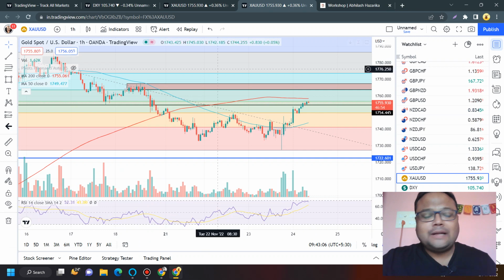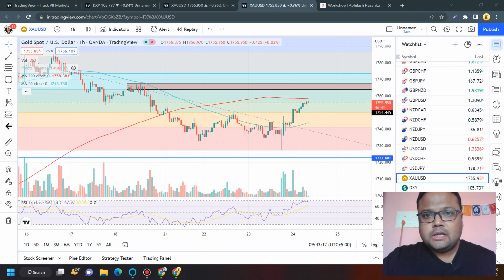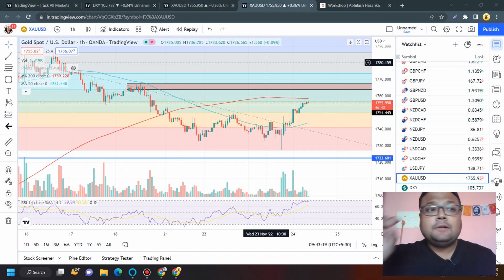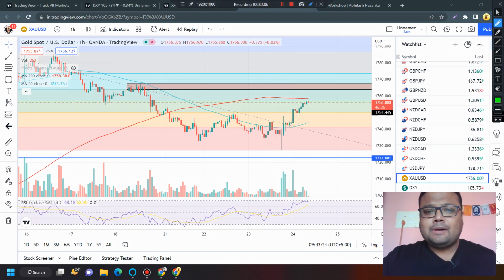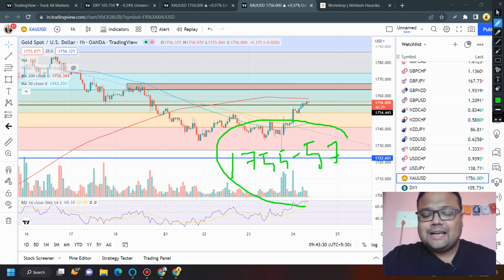Now let's go back to our 1 hour time frame. In the 1 hour time frame, we can see that gold is standing at 1755. Now we have talked about the level of 1755 to 1757 in our previous videos, and yes, it is standing at the resistance right now.